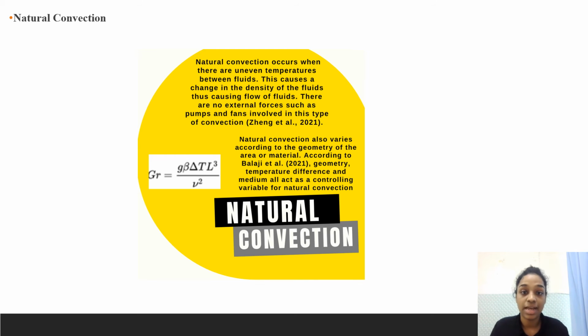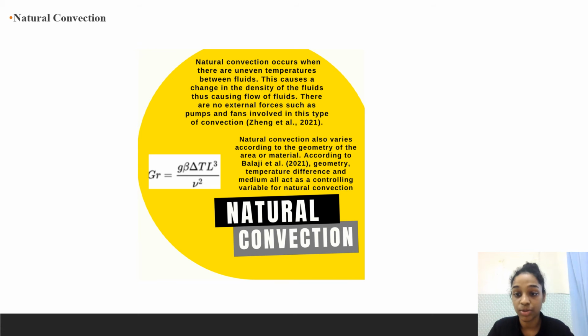Now moving on to the last part of the literature review, which is natural convection. As stated earlier, this project deals with natural convection. So what is natural convection? Natural convection occurs when there are uneven temperatures between two fluids, and this causes a change in density between the fluids, which causes the flow of the fluids. And there are no external forces involved in this type of convection, such as pumps or fans, according to Zheng et al. 2021. So natural convection also varies according to the geometry of the area of the material.